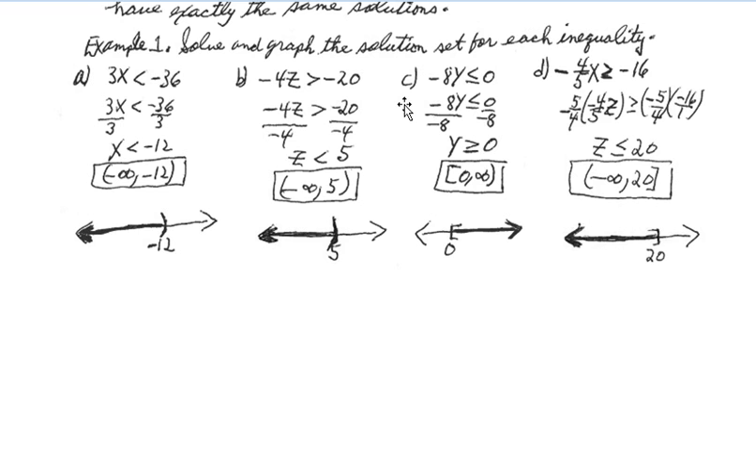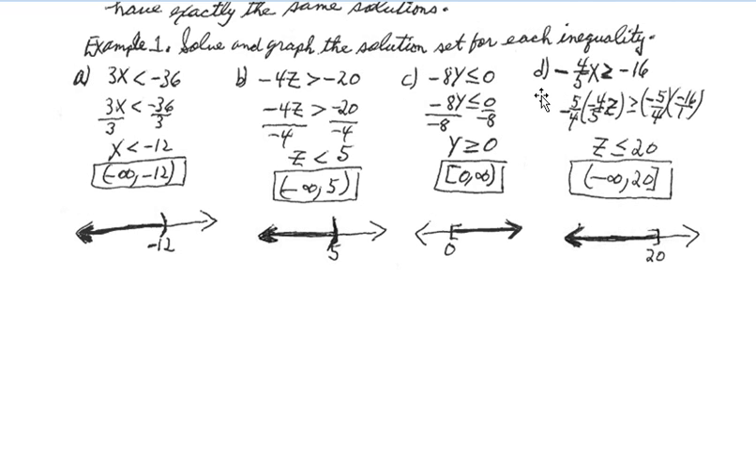C. Minus 8y is less than or equal to 0. In this case, the variable term is isolated, so we divide both sides by negative 8, which results in the sense of the inequality changing, and so our answer will be y is greater than or equal to 0, which means our solution set is the set of all real numbers greater than or equal to 0. Notice the 0 is enclosed with a bracket, meaning that value is included in the solution.